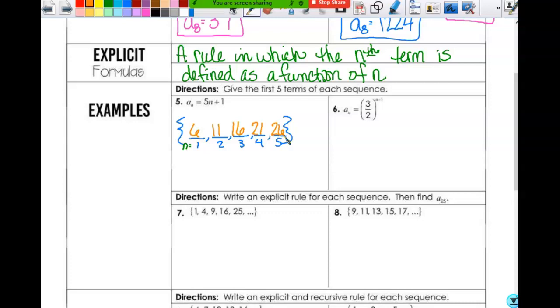If I wanted to talk about this recursively, what am I doing to each term here? What am I adding? Adding 5, okay? So I could write it as a recursive formula that way. All right, we good with that? I don't think we need to do number 6.